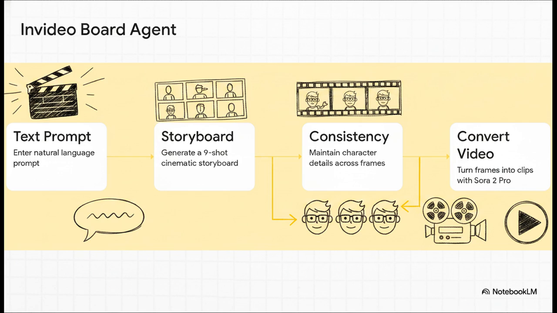You just describe your story naturally. The AI acts as your virtual cinematographer and instantly spits out a 9-shot cinematic storyboard. But step 3 is where it actually feels like magic. It maintains total character consistency across every single frame. The glasses, the clothes, the hairstyle, all perfectly tracked without you doing a thing. Finally, you can extract those static frames and convert them into full dynamic video clips using models like Sora 2 Pro. You essentially have a full-scale virtual production team living right inside your browser.